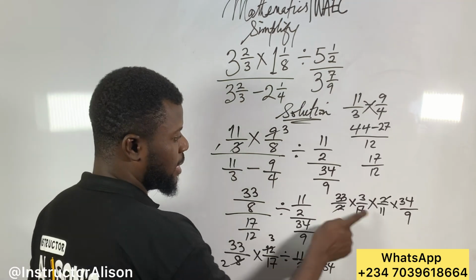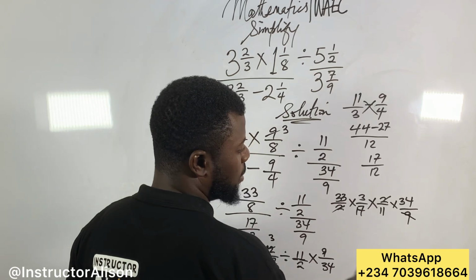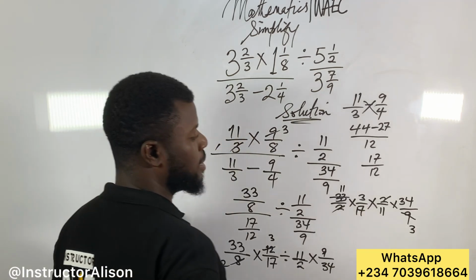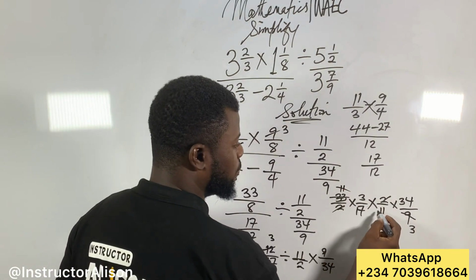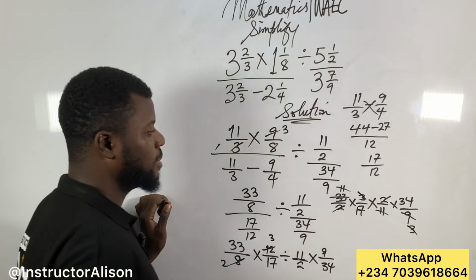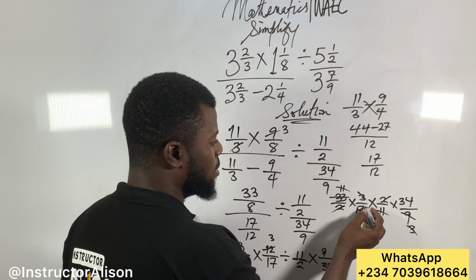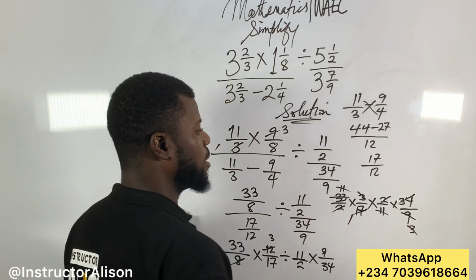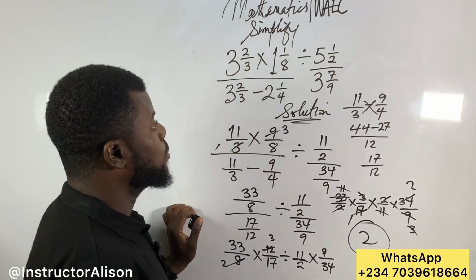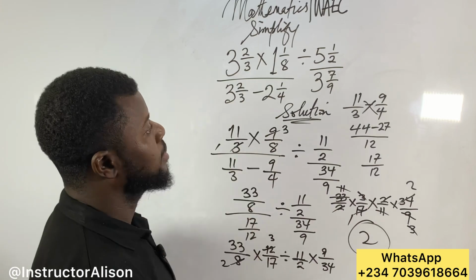Wetin again? I don see 33 and 9. 3 fit go inside 9 three times, 3 fit go inside 33 eleven times. 11 and this one go fit cancel comot. 3 and this 3 fit cancel comot. Wetin go remain? 34 and 17. 17 into 34 na 2 times. So the answer na 2. Whoa! All these things wey we dey battle for na just 2. This big thing. Kai!